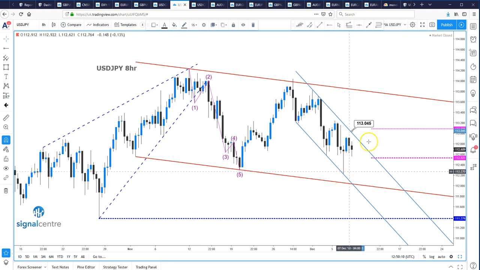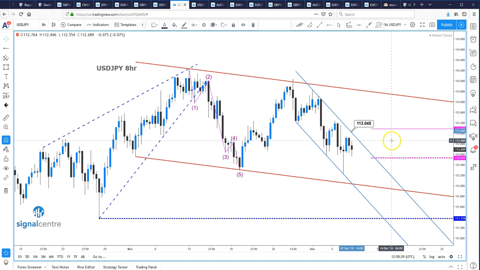Going into next week, we've got trendline resistance at 113.04. We've got bespoke resistance at 113.08. But to the downside, we've got bespoke support at 112.52. So, mixed volatile trading again.